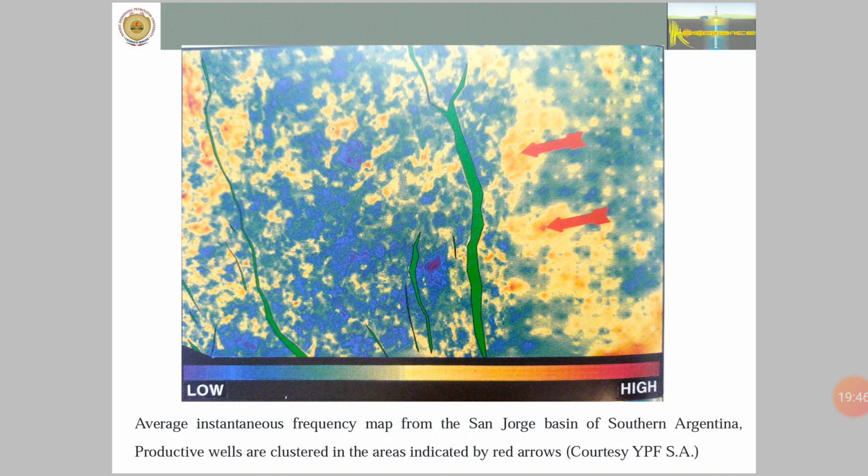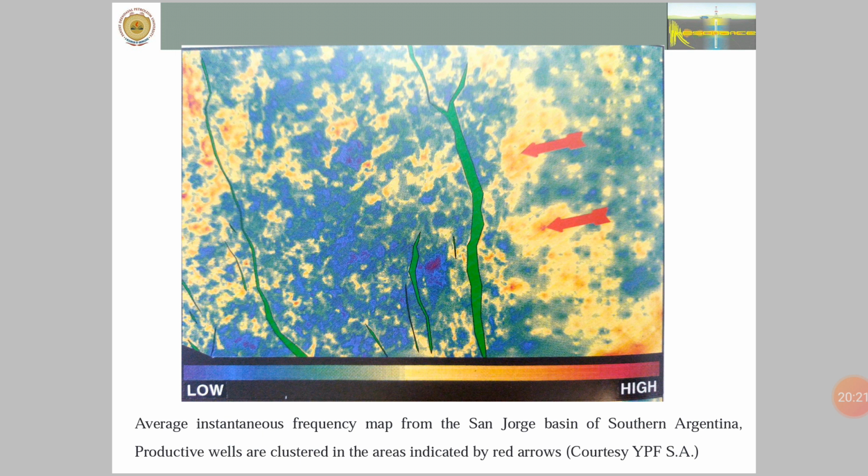Average instantaneous frequency map from southern Argentina shows the presence of gas based on the instantaneous frequency. Now you can see there are two faults once again. The faults are marked by green. Two major faults, one on the center part of the map and one on the left part of the map, are the major faults. The arrows indicate the wells, which are the production wells clustered in the area.